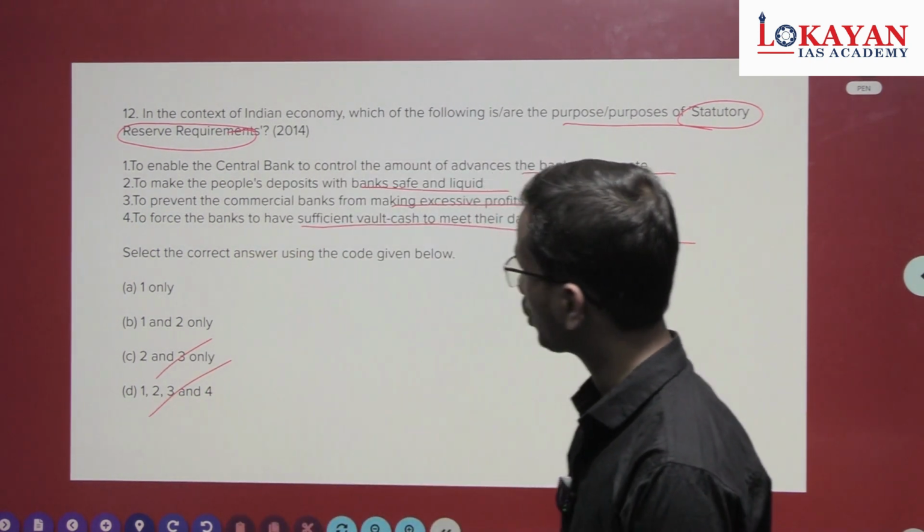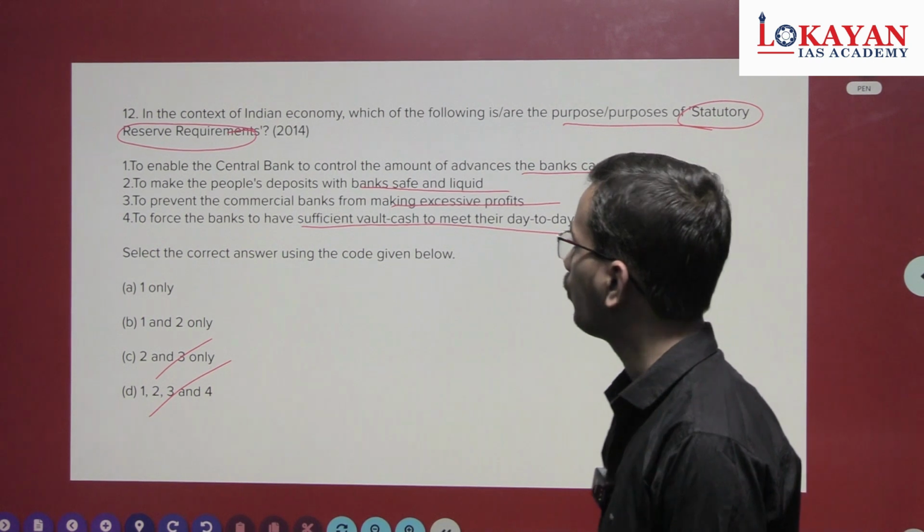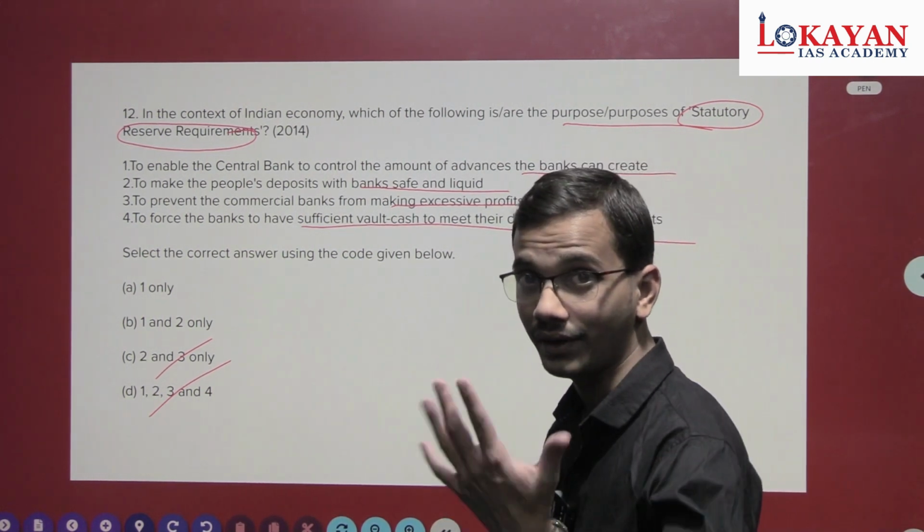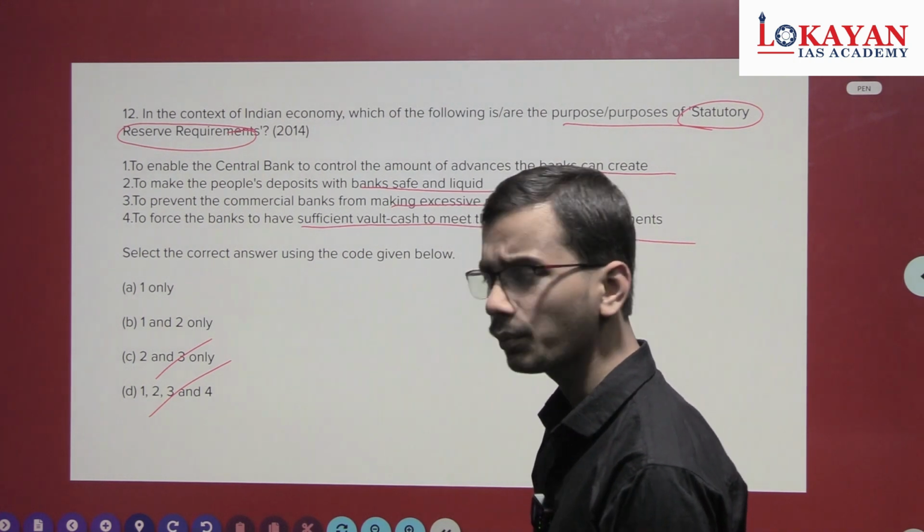Fourth statement automatically got eliminated. Force banks have sufficient vault cash to meet their day-to-day requirement. For that we have different provisions.